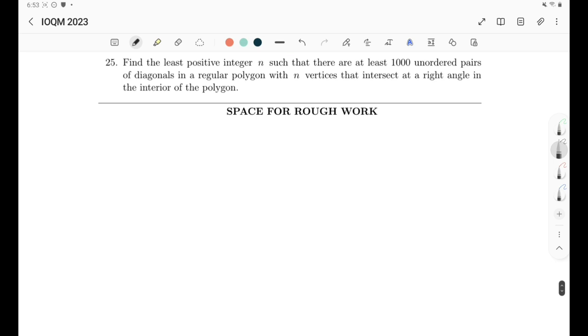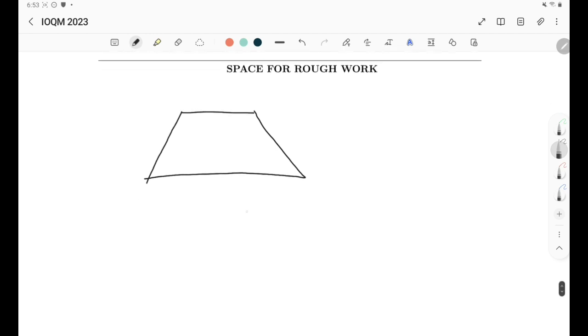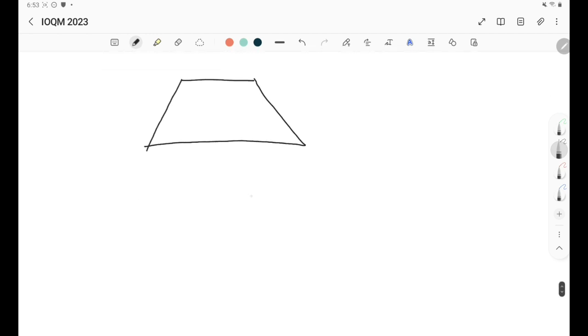Actually, let's say we're going to have these are the parallel sides. So either we're going to have something like this, or we're going to have something like this. Of course, let me extend it more.